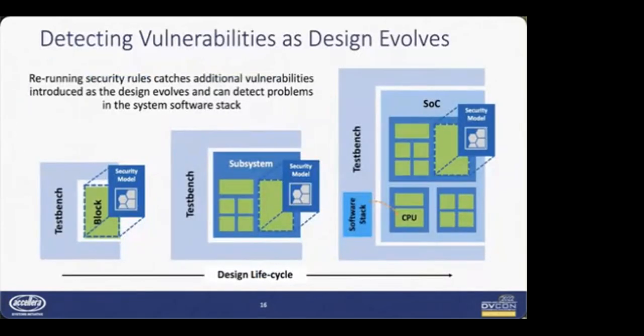Scalability and reuse is critical for security. A security rule created at the block level is then reused as the block is integrated in the subsystem and the SoC level of the design, ensuring security vulnerabilities are not introduced in the process.